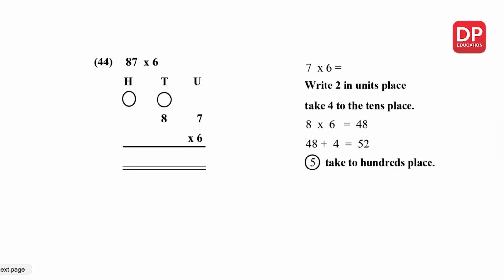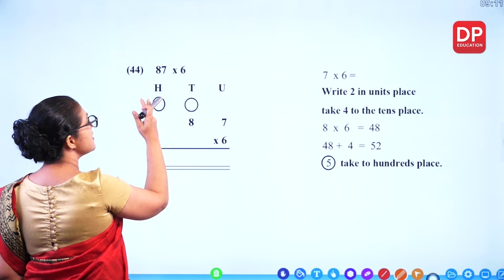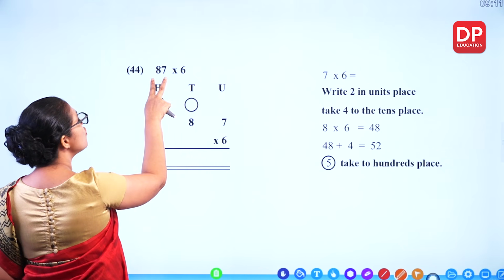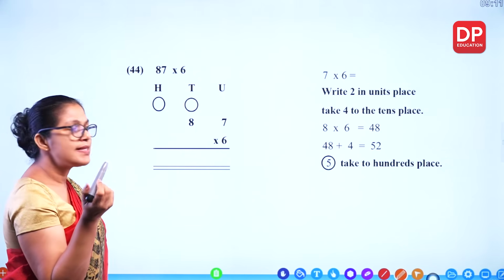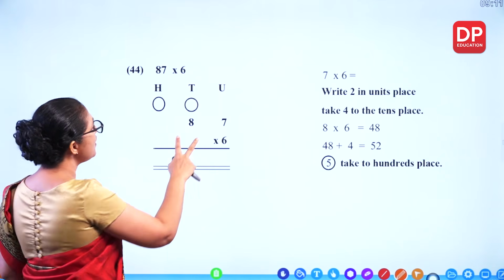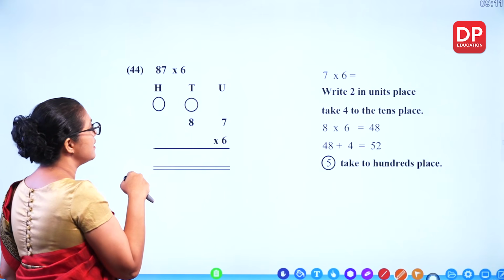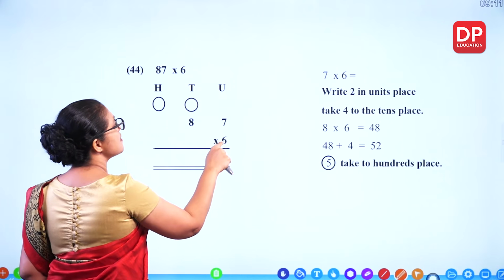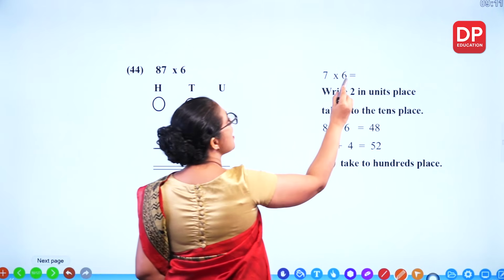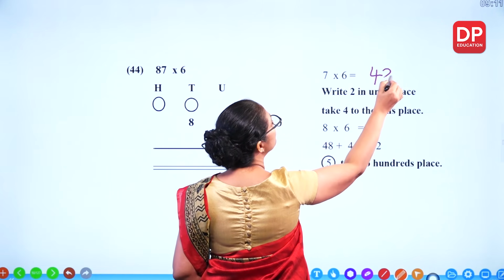Now we'll multiply in a column like this. This is units place, tens place and hundreds place. So we need to multiply 87 by 6. So we write 87 and 6 here with multiplication sign. So what we do first, 6 times 7. 6 times 7 is 42.